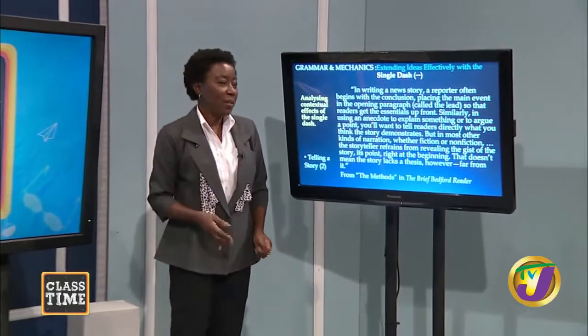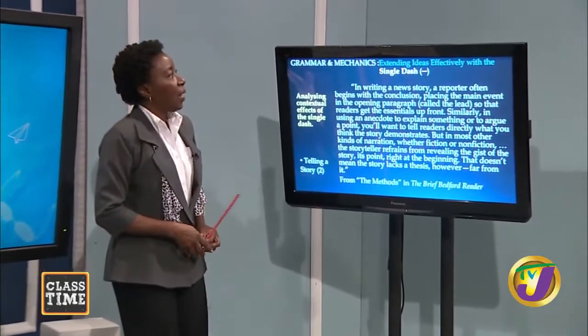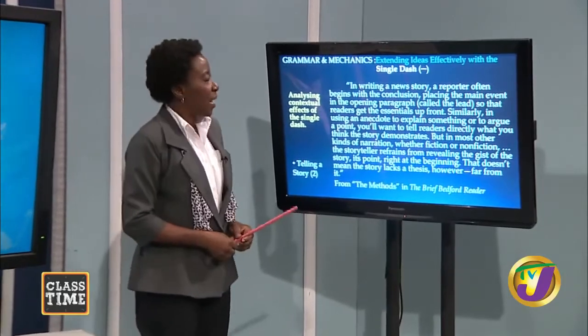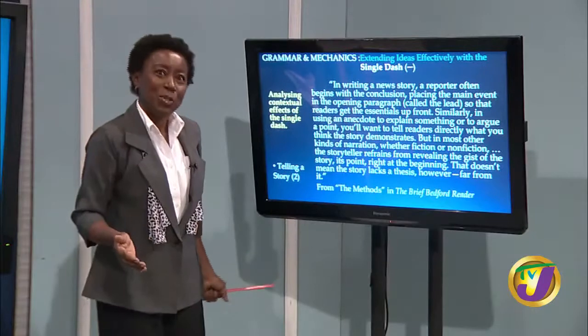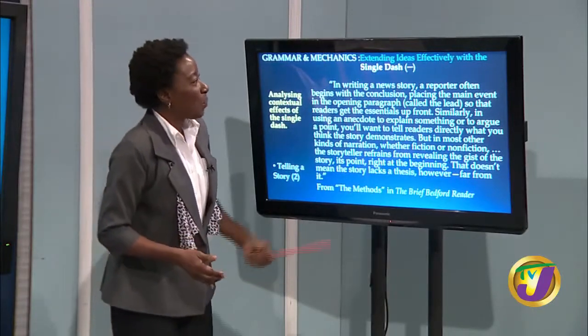Still on narrative writing. So, this extract says, in writing a news story, a reporter often begins with the conclusion, placing the main event in the opening paragraph, called the lead. You know, you open with this big thing, so that readers get the essentials up front. Sometimes when they're introducing the evening news, they hit you with the leads, okay?